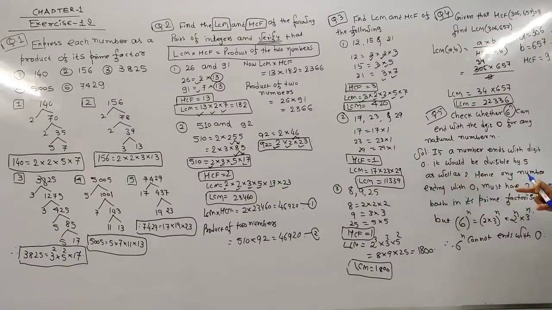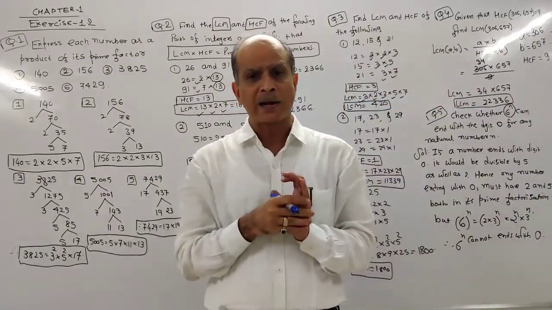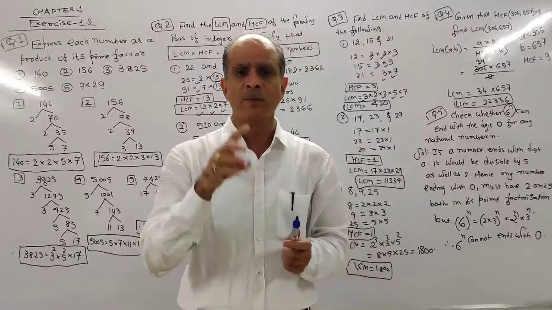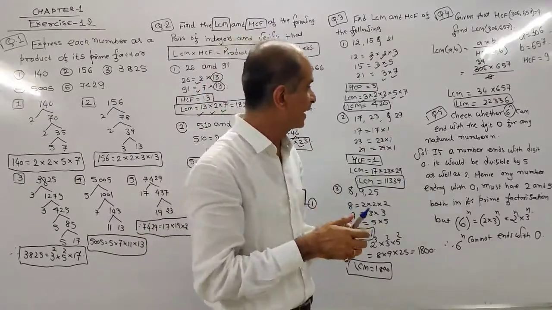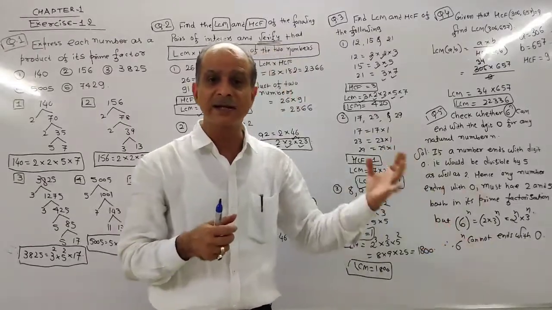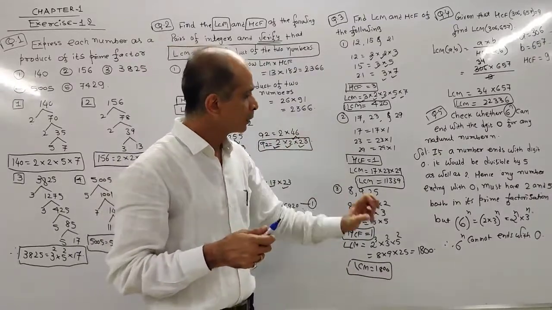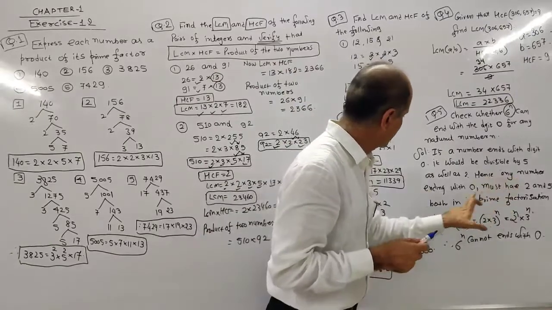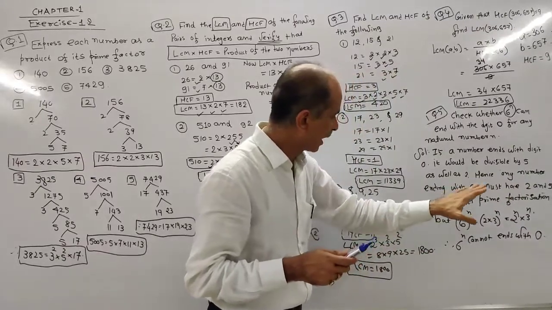As well as 2. Hence, any number ending with 0 must have 2 and 5 both in its prime factorization. So, if you find out the factors of a number, if the factors are in the form of 2 and 5, then we can say that the number ends with 0. Because this is the rule of divisibility by 10. So, any number ending with 0 should have 2 and 5 both in its prime factorization.